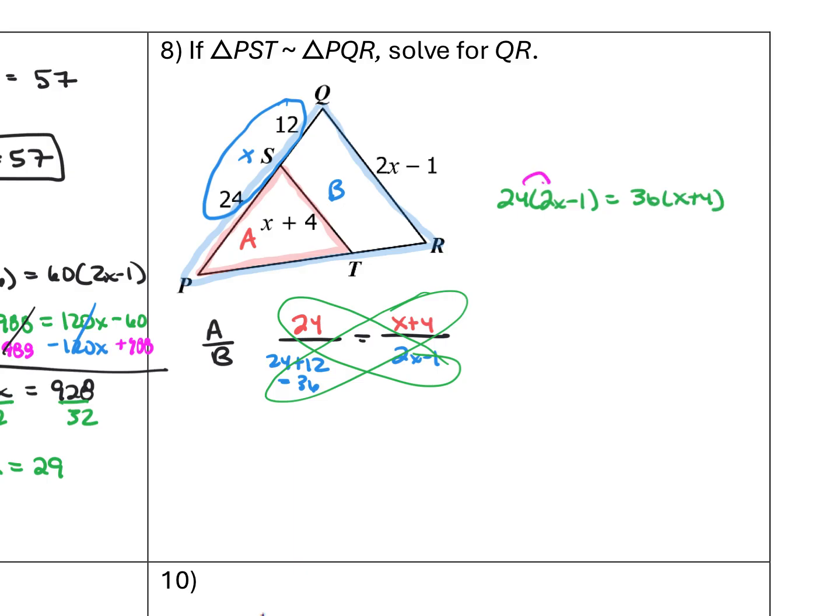All right, from here I need to distribute. So 24 times 2 is 48x. 24 times 1 is 24. Distribute here. 36 times x is 36x. And 36 times 4 is 144. Okay, so from here, again, I'm always going to move my smallest x. And then, since my x is on the left, I'm going to have to move that coefficient to the right.